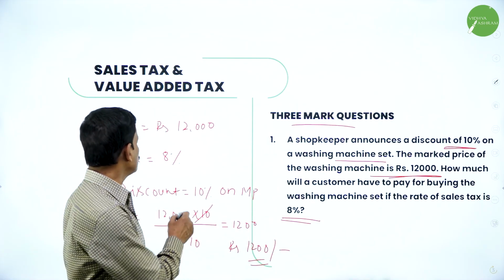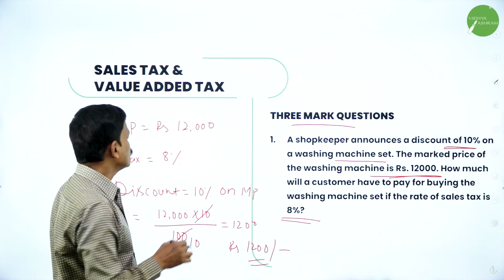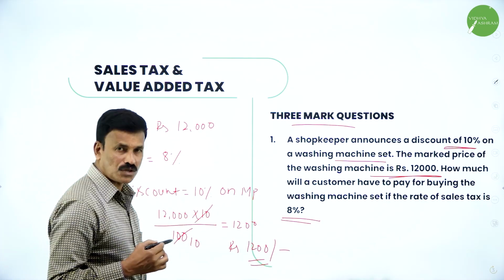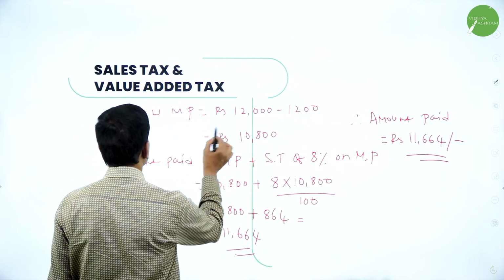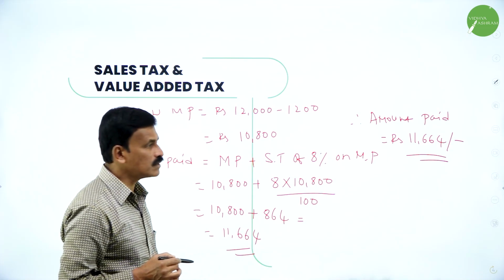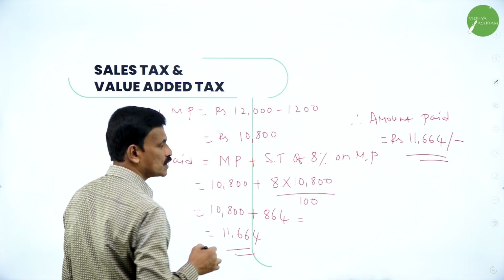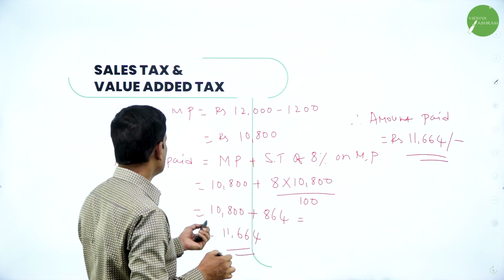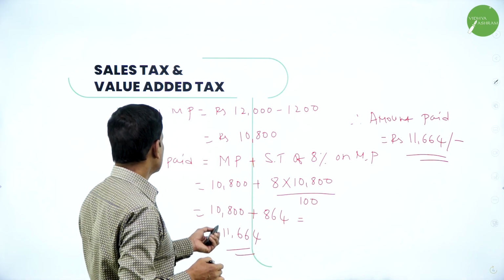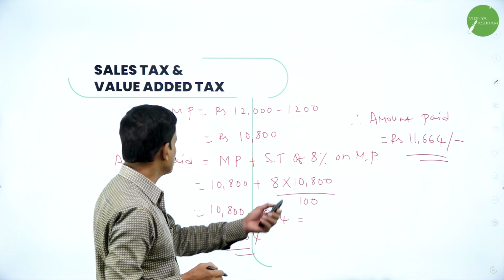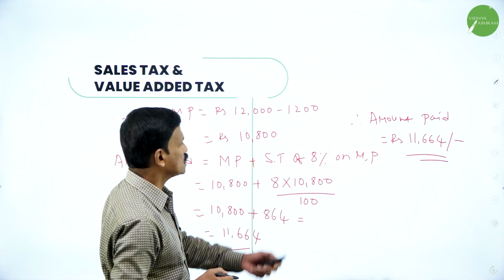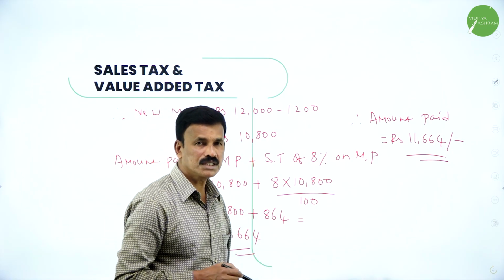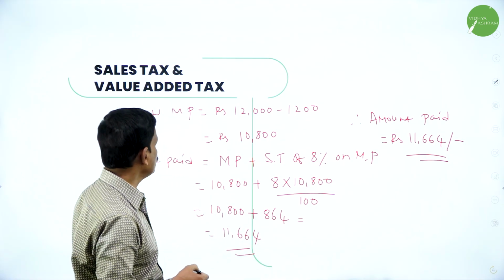Just first find out the discount for 12,000 at 10%. The 10% discount of 12,000 is 1,200. Therefore, the new market price is 12,000 minus 1,200, which is 10,800. Calculate the sales tax for this 10,800. That's equal to 864. So 10,800 plus 864 is equal to 11,664, the amount to be paid for the washing machine set. Now move on to the next problem.